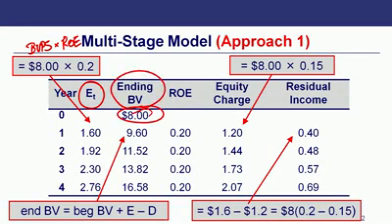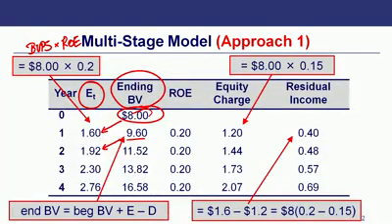Now, where do I get the book value per share? I start with the $8, right? And I add each of the earnings per share. Now, there's no dividends, so I don't have to subtract those out. So I keep adding. So once I add that to the $8, I get $9.60. I add the next EPS. Since there's no dividends, I just add the EPS. I get to the next value, $11.52, so on and so forth, going all the way down.